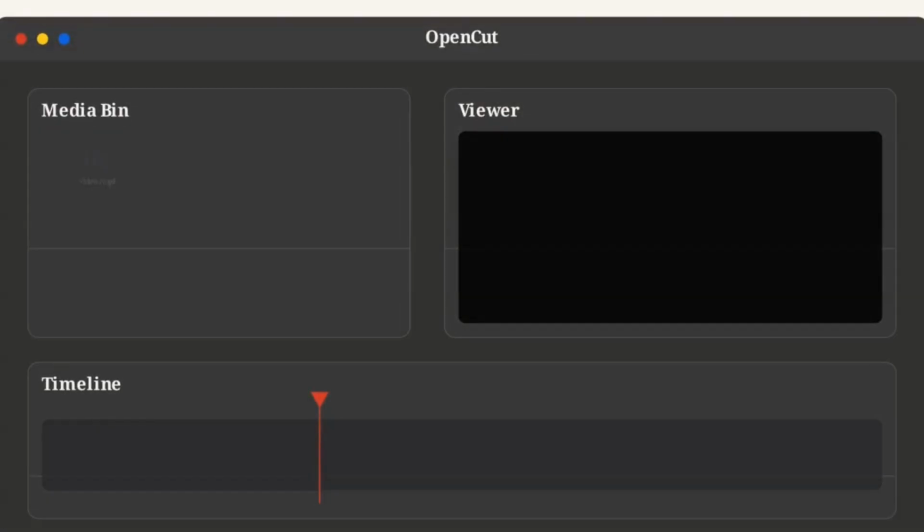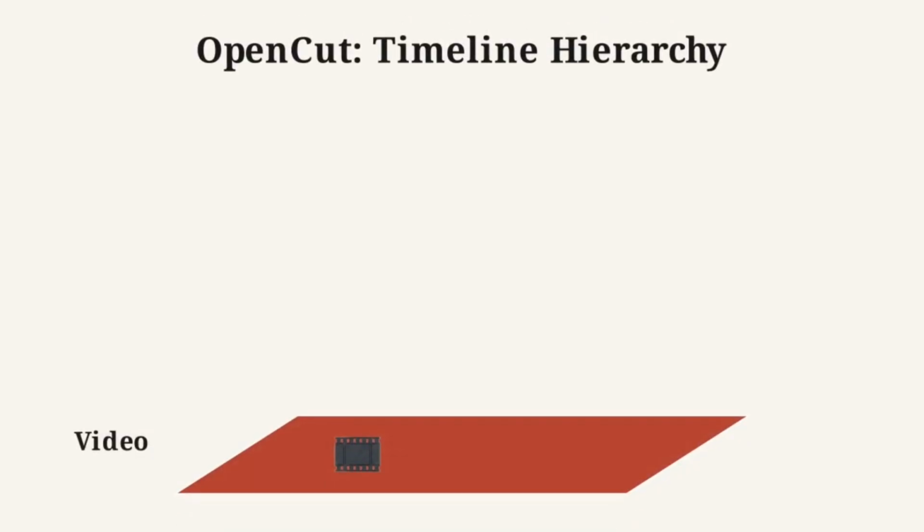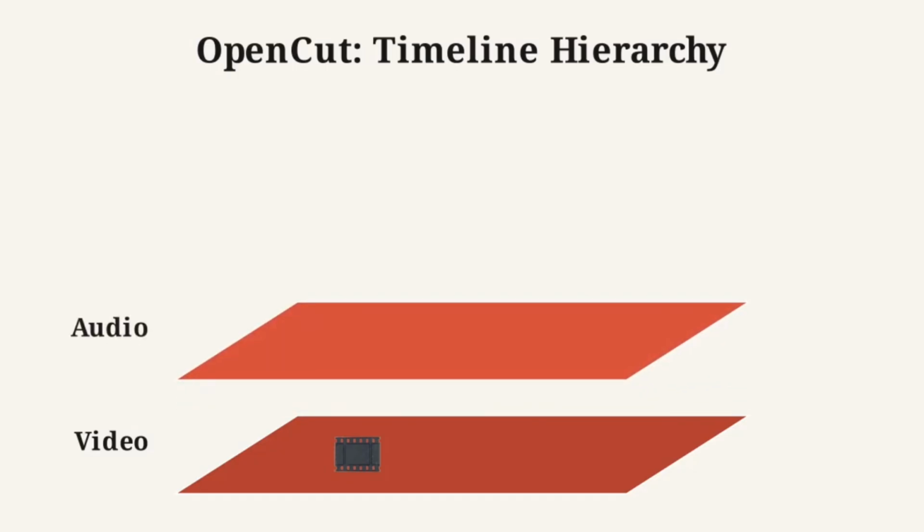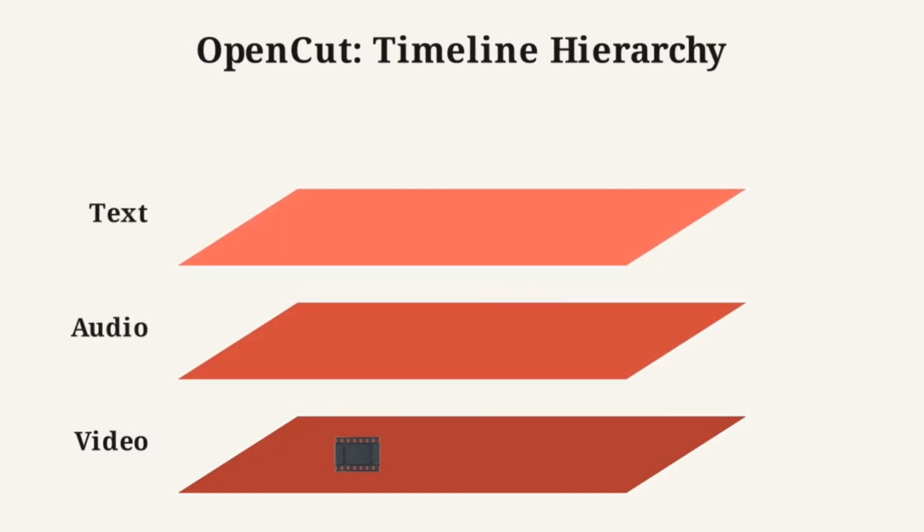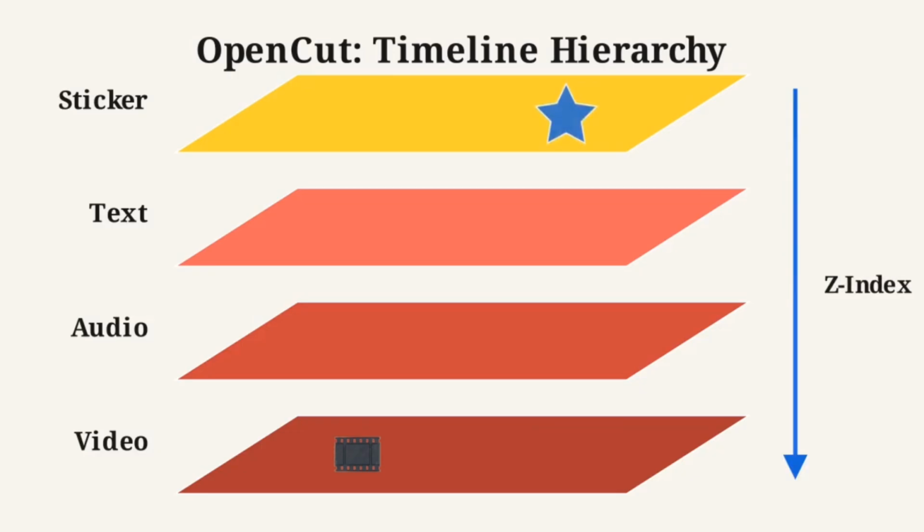Import a local media file from your hard drive into the media bin and drag it directly onto the active timeline. This diagram demonstrates the timeline's 4 distinct track types: video layers for footage, audio layers for sound, text layers for captions, and sticker layers for graphics. Their vertical stacking order determines the z-index rendering priority. The top layer will obscure the layers beneath it.